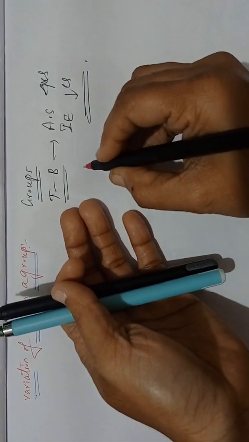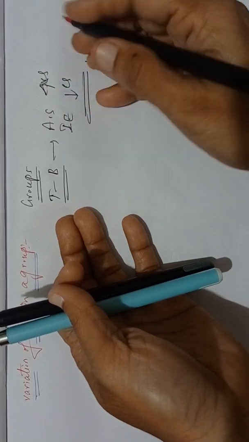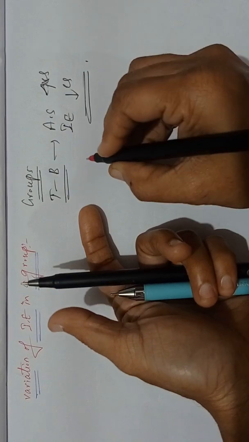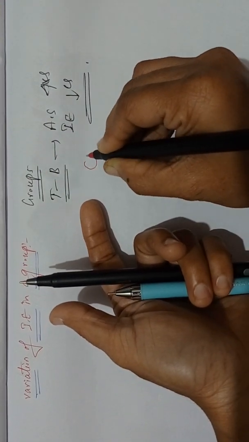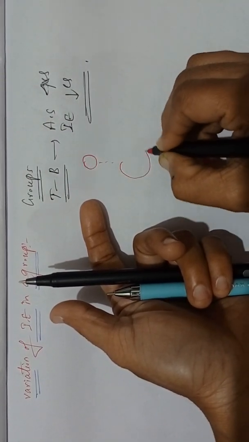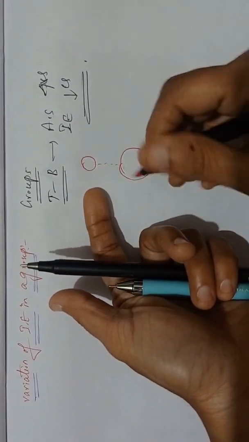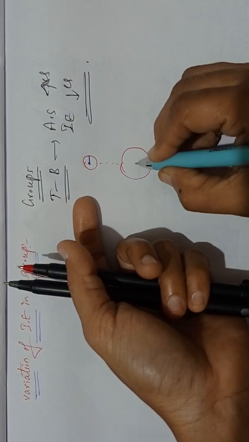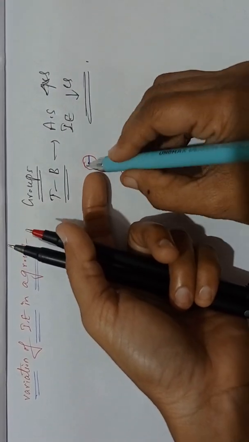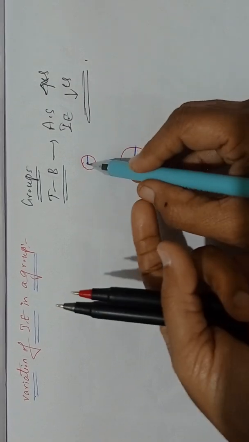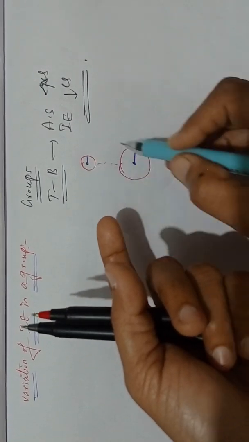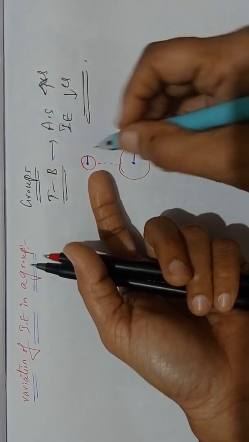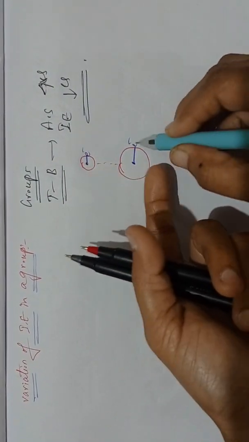From top to bottom, atomic size increases because the number of shells is increasing. Increases means small to big, from top to bottom. This is the nucleus. This is the distance, which is the atomic size. The distance between the nucleus and the valence shell is nothing but atomic size or radius. From here to here, the valence shell electron is there.